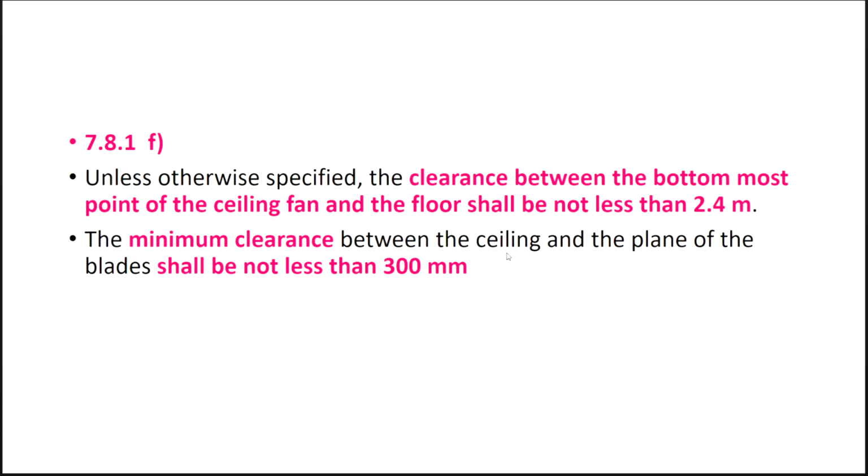Secondly, the minimum clearance between the ceiling, the bottom of the roof, and the plane of the blade shall not be less than 300 millimeters. You can say 2.4 plus 0.3, so that will be around 2.7 meters as my height requirement in case I am having a fan in the room. So from floor level to the bottom of that beam is supposed to be minimum 2.7 if we do the calculation based on this.